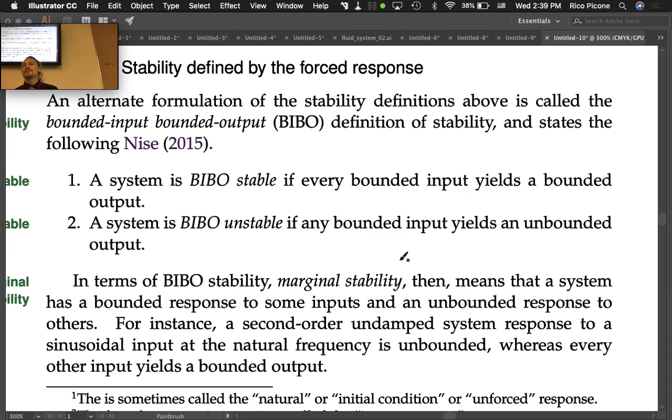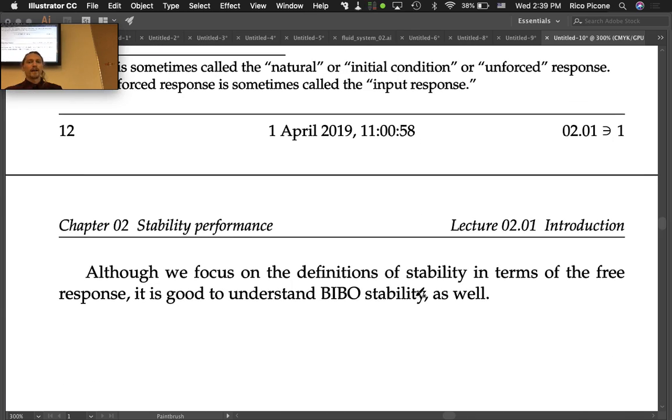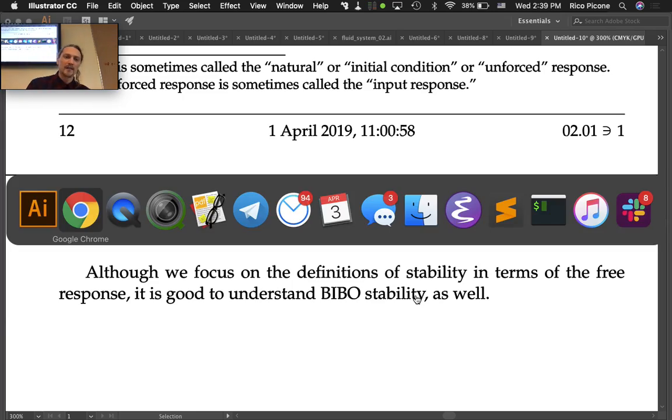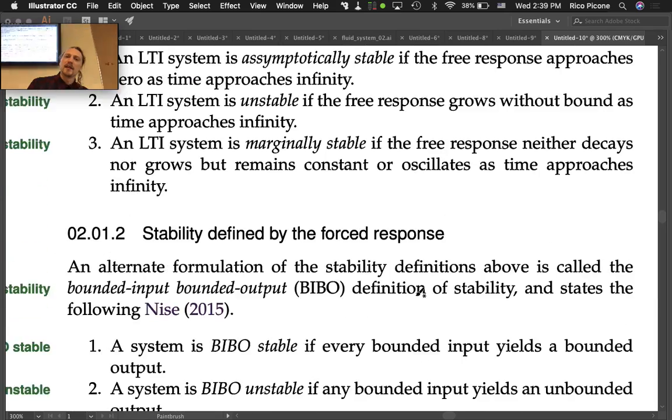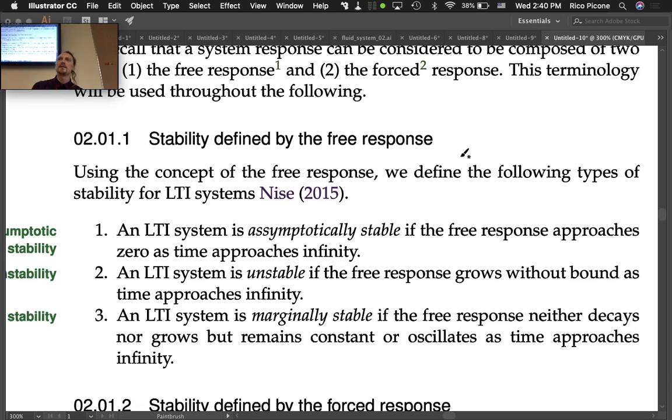So that's where you start to see some subtleties with BIBO stability that are kind of interesting, kind of cool. We aren't going to explore them, but it's good to keep that in mind. All right, so that's all I have for that. Any questions on focusing on these definitions of stability? We're going to make it more specific in the next lecture.